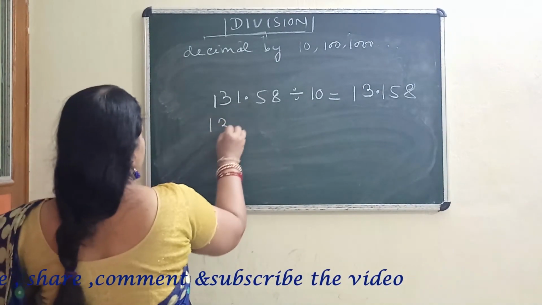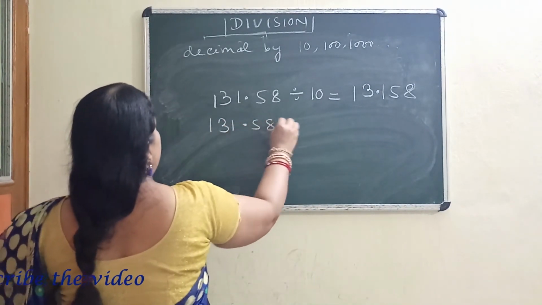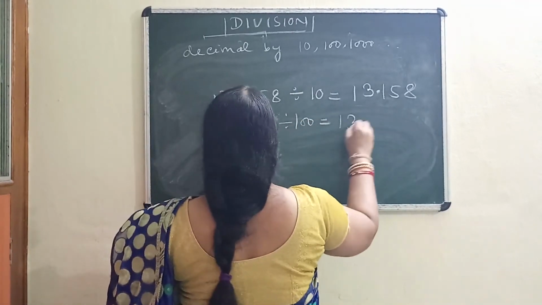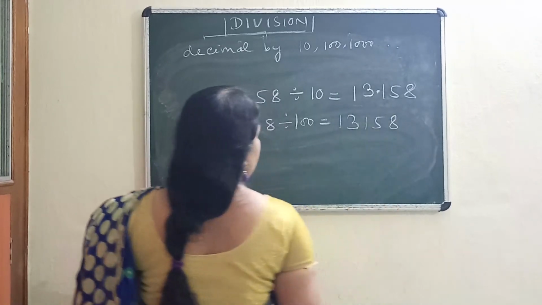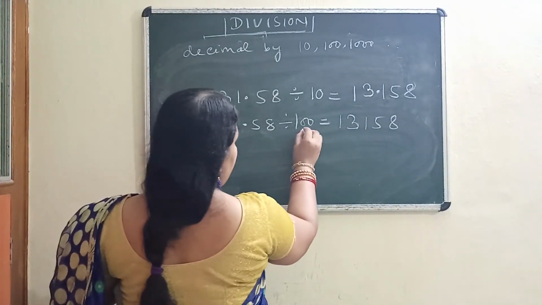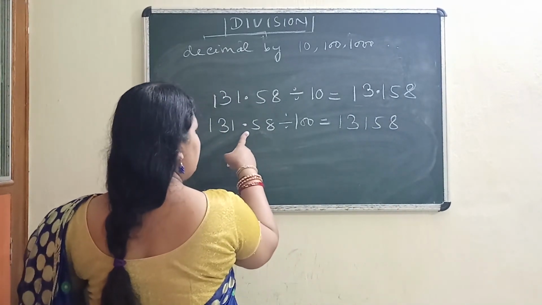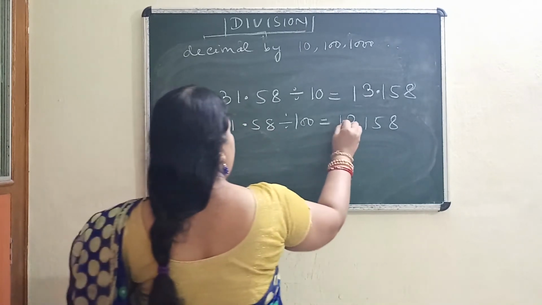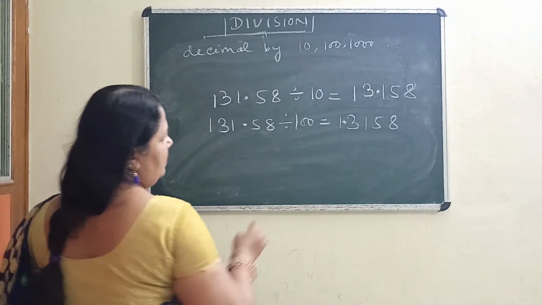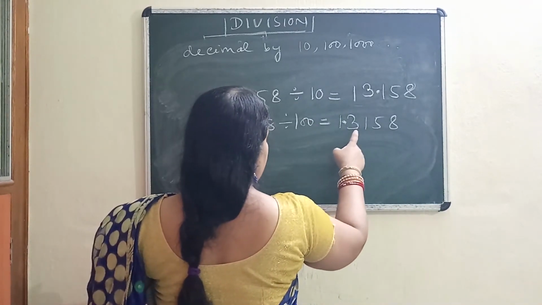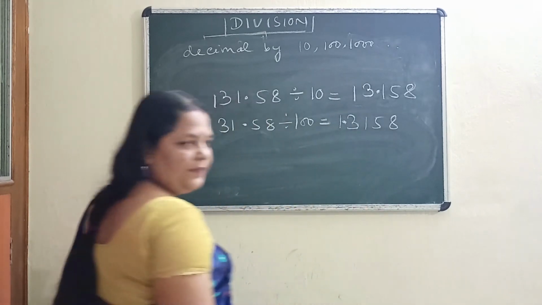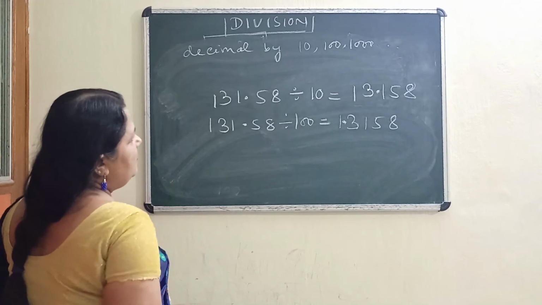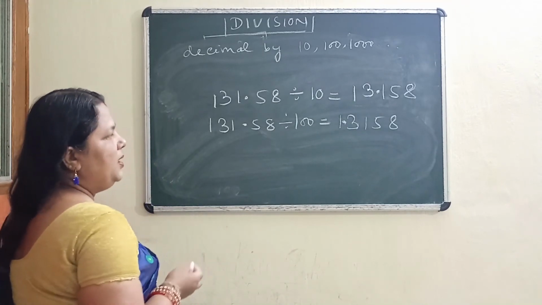13.158. Suppose 131.58 divided by 100. Write the number 13158. Okay, where you will put the decimal point? Because it's 100, it was here previously, and 2 places it will shift towards left side. So it will be coming to here. So the number is coming 1.3158. Okay. So this is your division of a decimal number by 10 and multiples of 10.